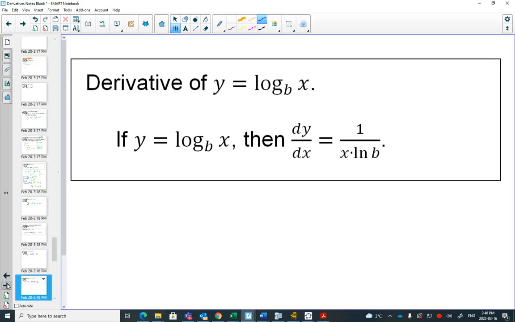Similar to different bases for powers, we also could have different bases for logarithms. So if you had a log base anything of x, it's still going to be the 1 over x, but you're going to have the natural log also built into the bottom. And we could prove this in a similar way that we did 3 to the x or 7 to the x as well.